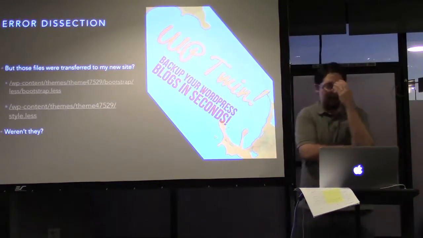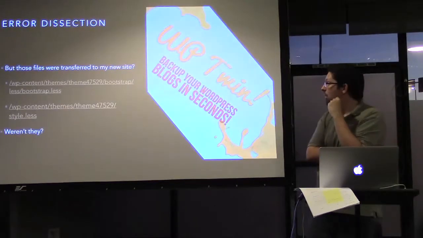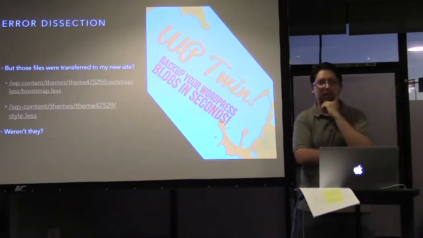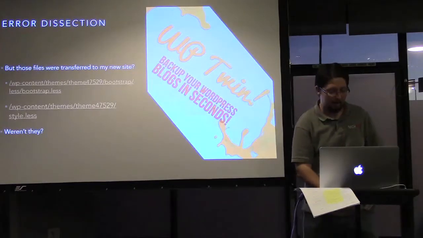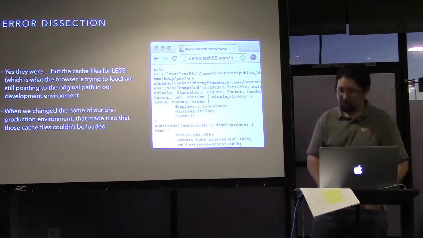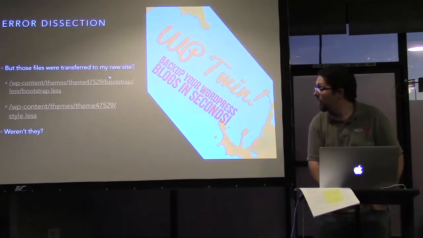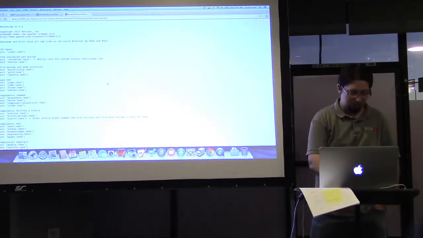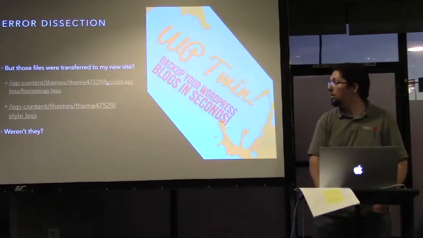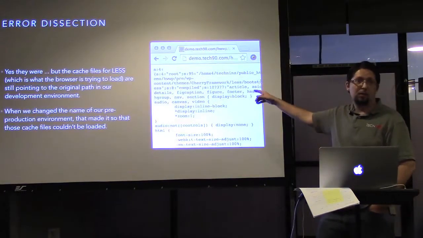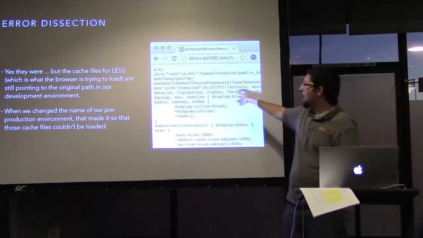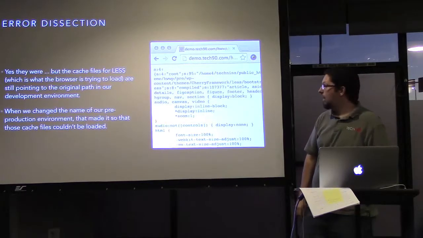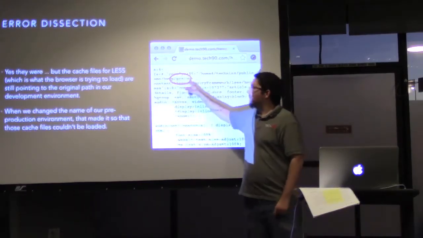So the next question that I say is, okay, it's saying that those files weren't accessible. But those files were transferred using WP-Twin, or duplicated, or your manual process. I can click this path. Hang on. If I click this path, it loads. It's right there. So what does that mean for us? Well, they were transferred. But unfortunately, the cache file that less is actually looking for was transferred as well. And in that cache file, there's a little reference to our pre-production site.